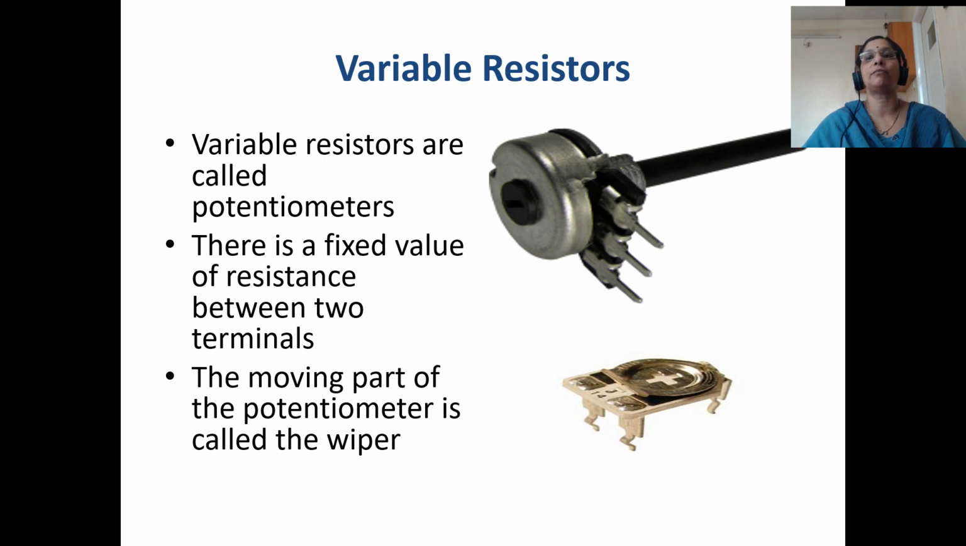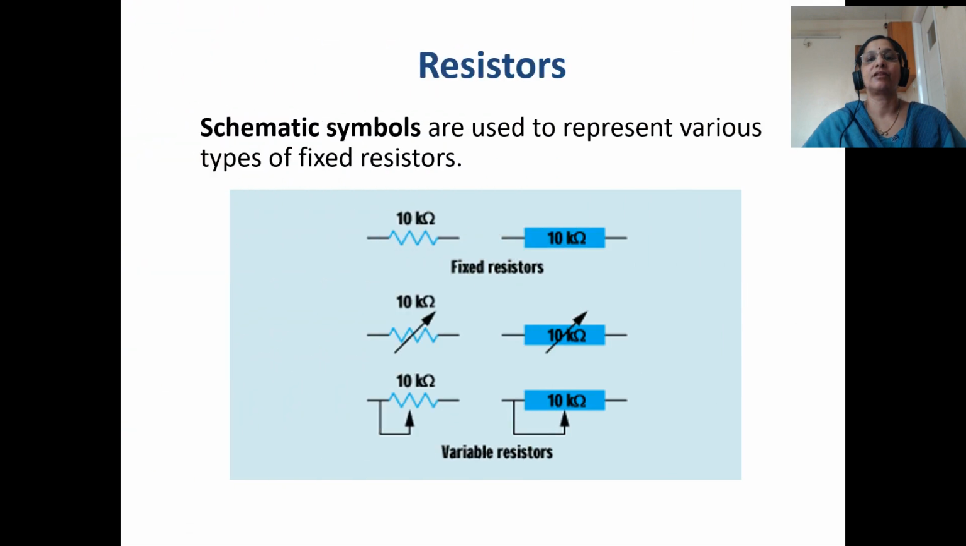This diagram shows a potentiometer and a trimmer or preset. A potentiometer is used to continuously vary the resistance in a circuit, whereas a preset is set only at the beginning of the working of the circuit and later that resistance value need not be changed. In circuit diagrams, resistors are represented by symbols. These are the symbols for fixed resistors and variable resistors, and an example of a resistance having a value of 10 kilo ohm.